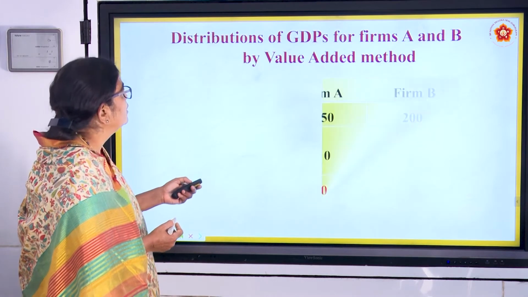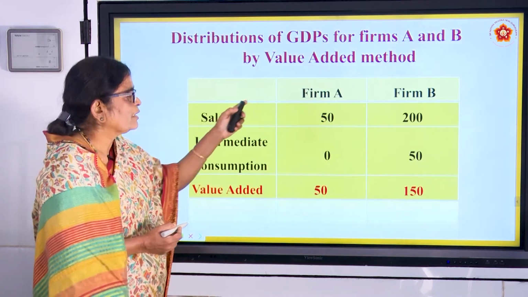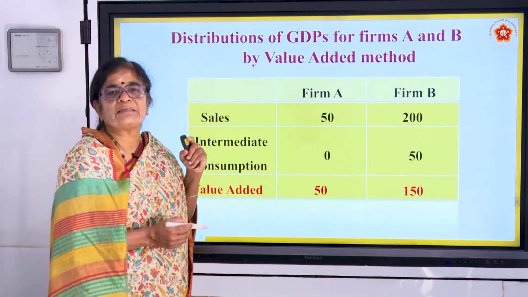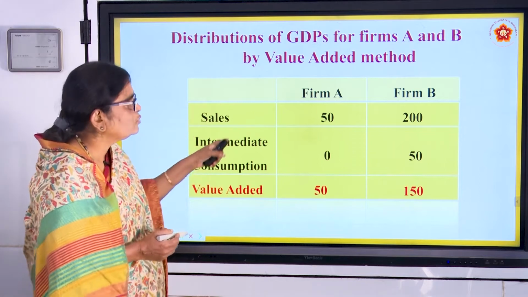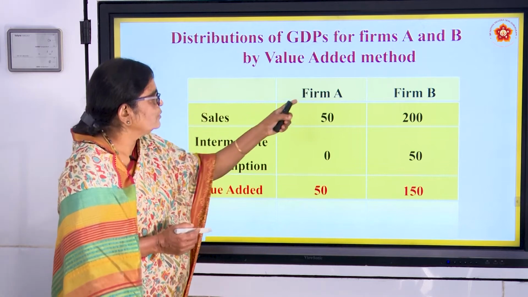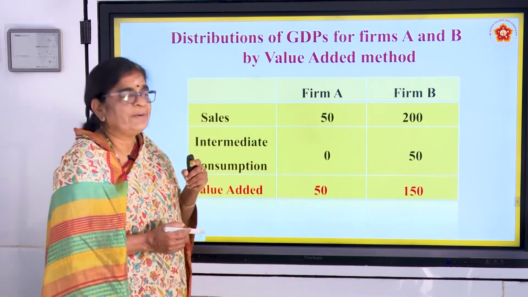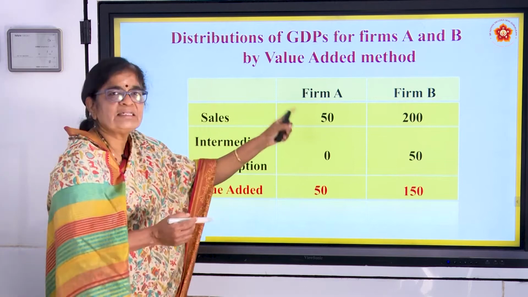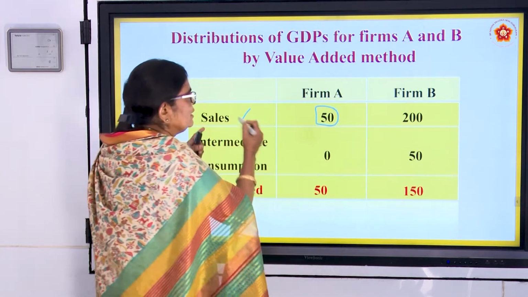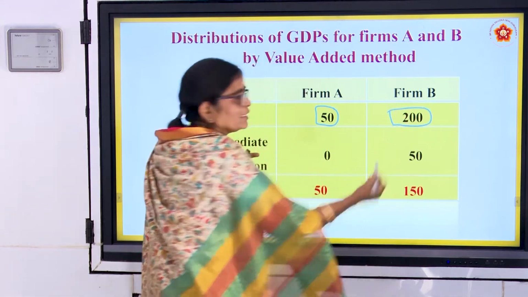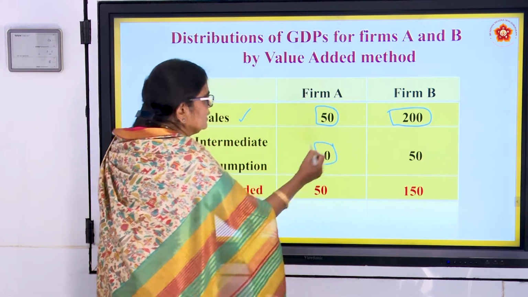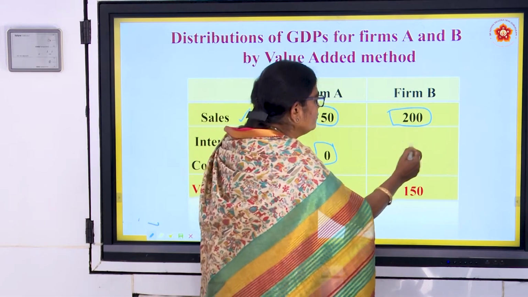Now, we are representing this value added in a table. This question used to be asked. Then you have to take this example and express those values in the form of a tabulation. You have to put it in the form of a table in your textbook. What is expressed here in this table? The information. What is the sales of firm A? 50. Sales of firm B? 200. Intermediate goods used by firm A? 0. Intermediate goods used by firm B? 50.